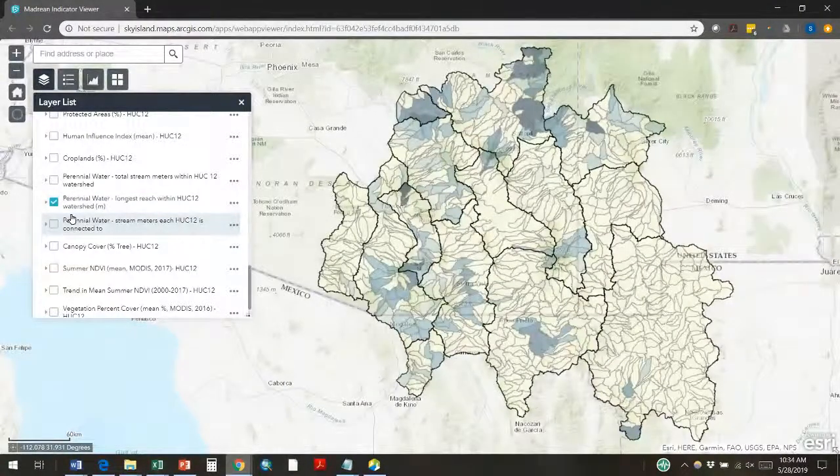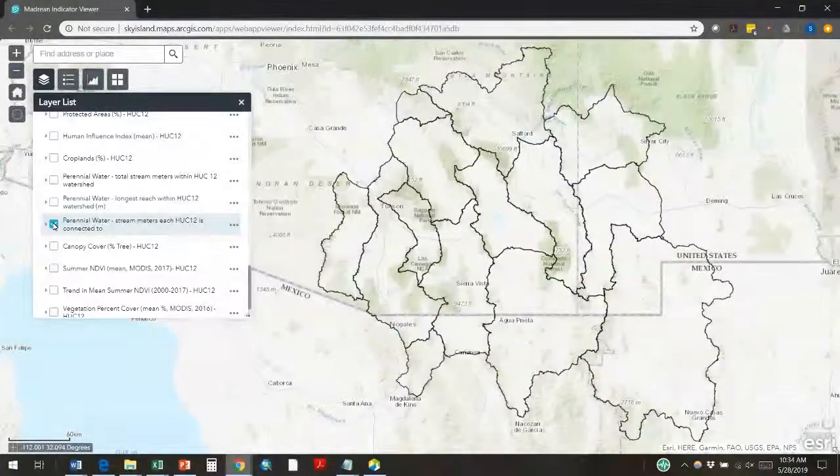And then we also measured, so we have lots of perennial streams going through multiple HUC-12s, and we wanted to see how many meters of stream this HUC-12 is connected to outside of itself. So that's what this last figure is showing right here once it loads.